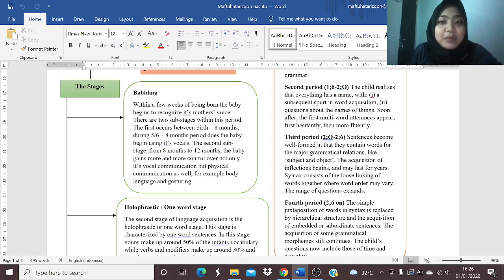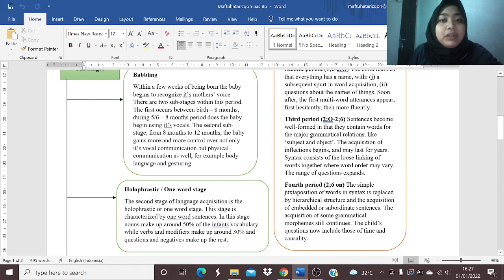When the baby has been babbling for a few months, it begins to relate the words or sounds it is making to objects or things. This is the second substage, from 8 months to 12 months. The baby gains more and more control over not only its vocal communication, but physical communication as well, for example, body language and gesturing. Eventually, when the baby uses both verbal and nonverbal means to communicate, only then does it move on to the next stage of language acquisition.